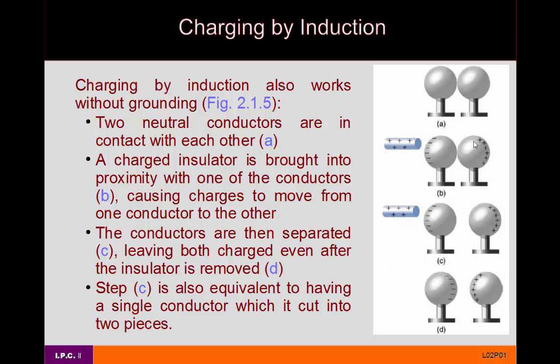And this whole process is equivalent to having a single conductor to which we have brought a charged insulator without bringing it in contact, basically induced some polarization. In other words, induced all the negative charges to move to one side and the positive charges to the other, and then cut the thing into two pieces that we then separate. So that's an equivalent method to this method for charging by induction.